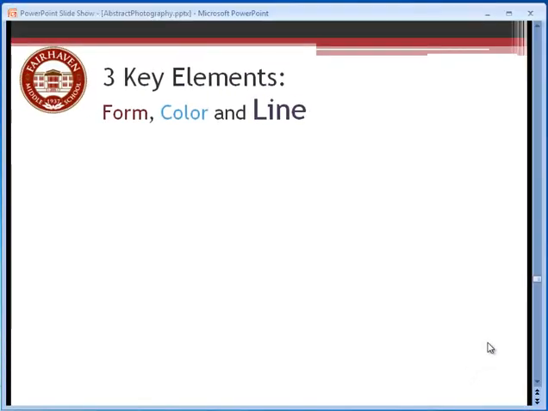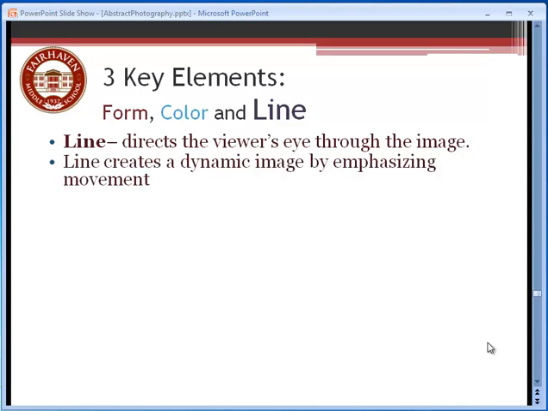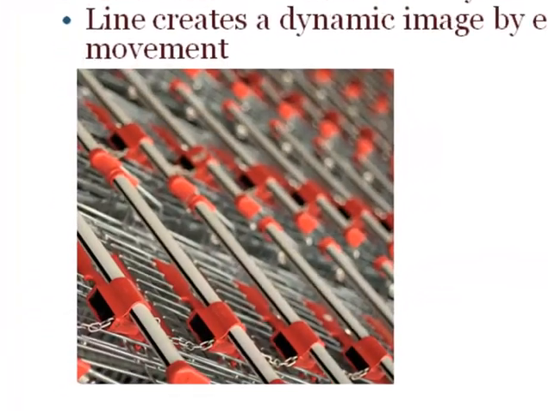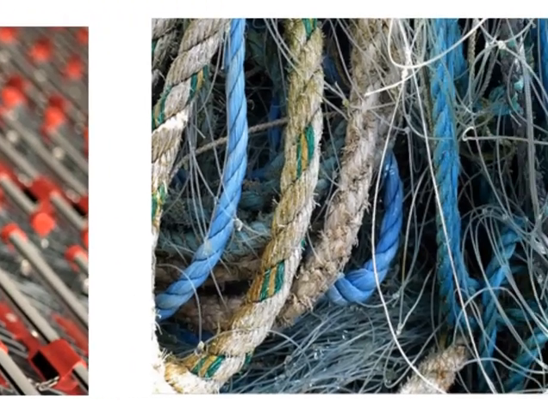The third key element of abstract photography is line. We learned a little bit about line before, and we learned that it directs the viewer's eye through the image. So line then can create a very dynamic image by emphasizing movement. It can be straight lines, they can be curved lines. Here we have, again, we're not exactly sure what it is, but at closer inspection, these are actually shopping carts all lined up next to each other. But really what we focus on is the dynamic lines that go diagonally through the image, creating an abstract picture.